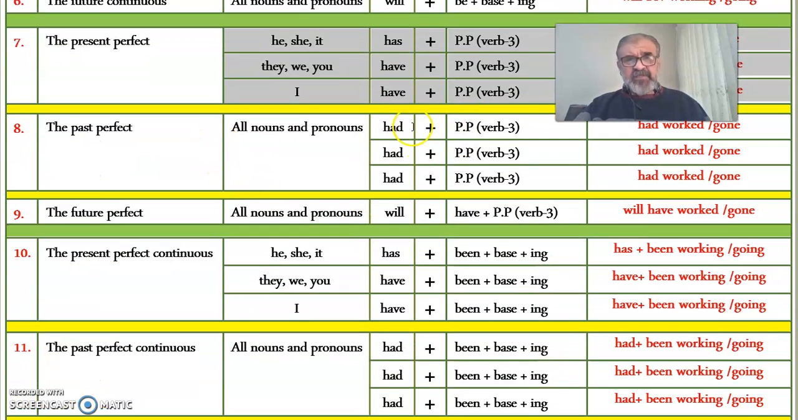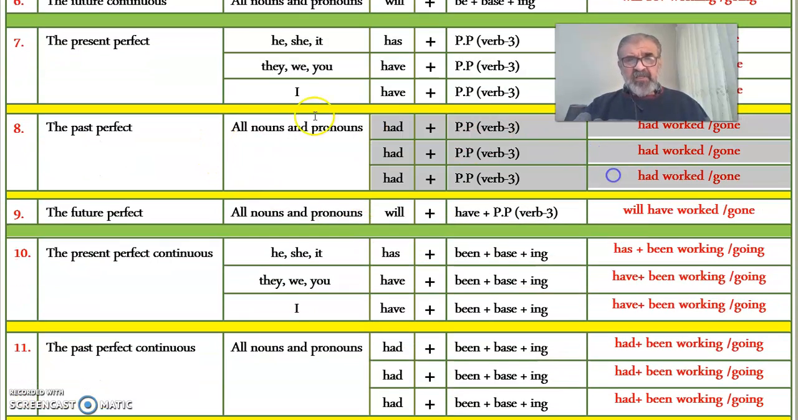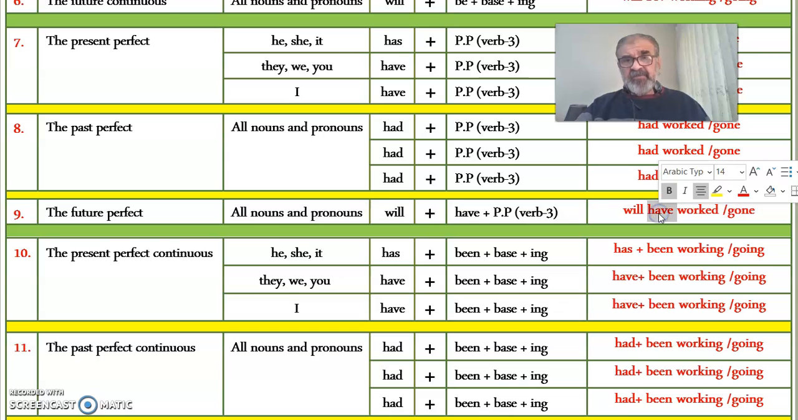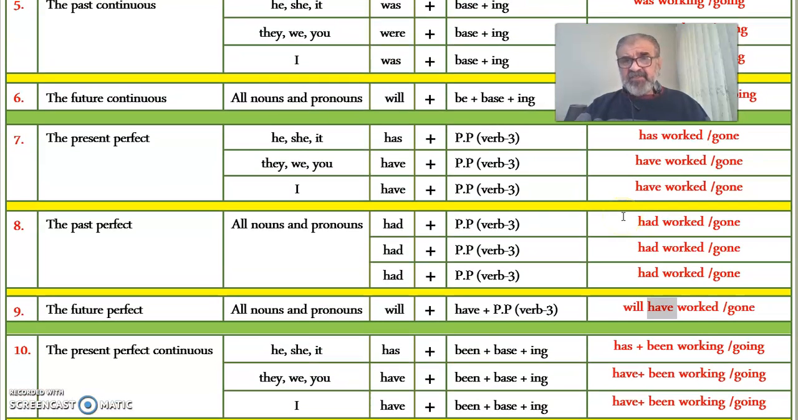Now the past perfect is had plus verb 3, and there is no difference actually between nouns or pronouns. So all nouns and pronouns are used with had plus verb 3. Now future perfect, again, all nouns and pronouns are used with will plus have plus verb 3. Again, let me remind you of something. Have in this case is used as have and not changed into either has, have, or had.